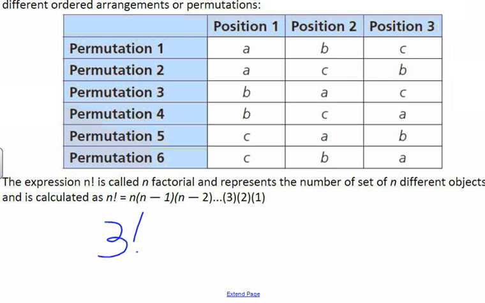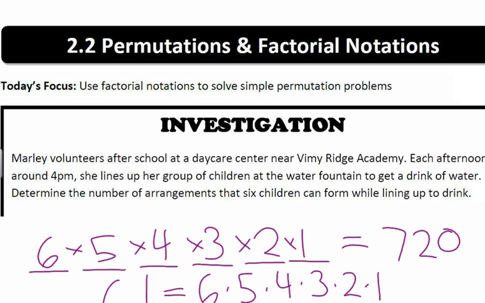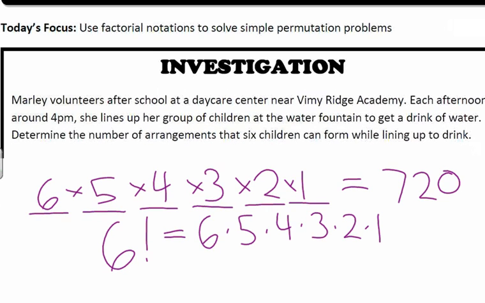So what does 3 factorial equal? Good. 3 times 2 times 1. And what does that equal? 6. And you'll notice we have 6 permutations. So we have these 6 different permutations. We use factorial notation to find how many different permutations we can have. All right? It's the same in this one and in this one as well that we just did, right? We had 6 children lining up and filling 6 different positions. We can write that as 6 factorial.